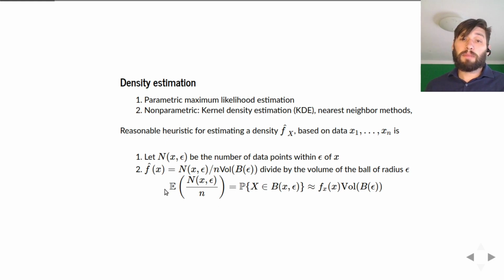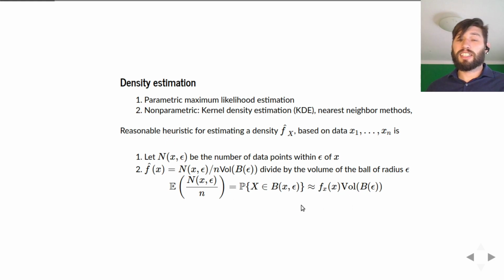And then what we get, we know that the expectation of this n of x epsilon over little n, the total number of points. So we have a data set, and we're dividing. This is just the ratio of the number of points that fall within the ball divided by the total number of points. We know that the expectation of that is equal to the probability that one of the data points, if they're IID, falls within the ball. But that's going to be very close to, I'm just going to wave my hands and argue that that's going to be very close to f sub x of x times the volume of the ball.